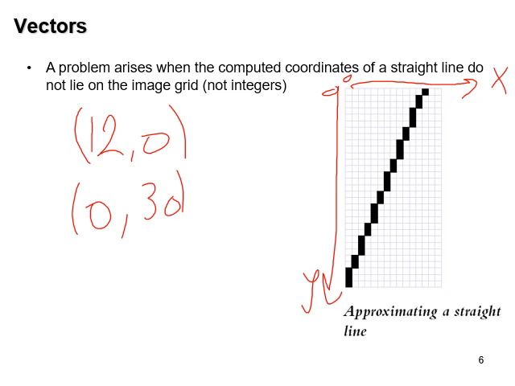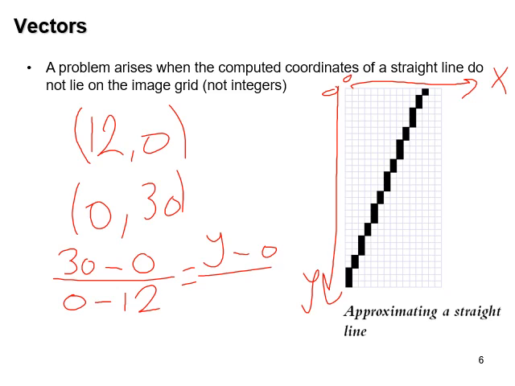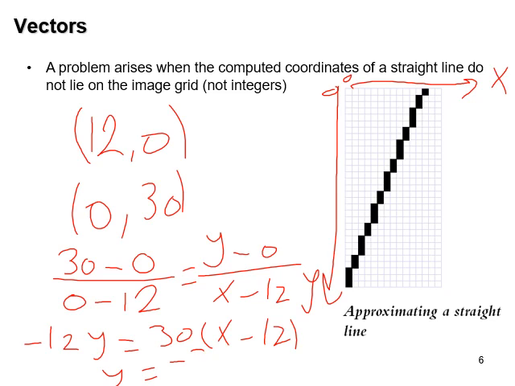Now we would like to get the equation of a straight line connecting these 2 points. We're going to use the equation (y2 minus y1) over (x2 minus x1) and so on. So y2 is 30 minus y1, which is 0, divided by x2, which is 0, minus 12, equals (y minus 0) over (x minus 12), right? Now if we do the cross product, you will have negative 12y equals 30 multiplied by (x minus 12), which means that y is equal to negative 30 over 12 multiplied by (x minus 12), right?